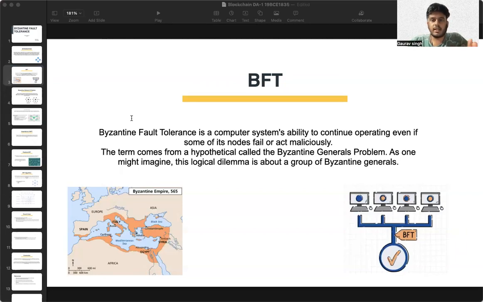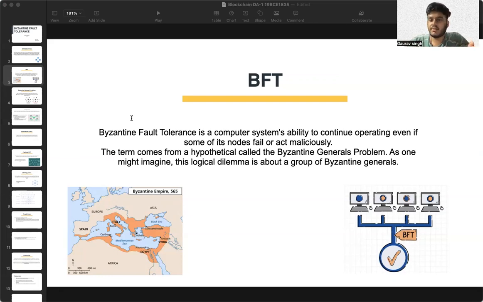Each general has an army and a location surrounding a fortress. There are many generals, and they must decide as a group to attack or to retreat. If they all make the same decision, they are successful. But if there's a miscommunication or treachery, causing some generals to attack while the others retreat, then the battle is lost, of course. These types of problems are known as Byzantine faults, where all of them do not agree on the same point.